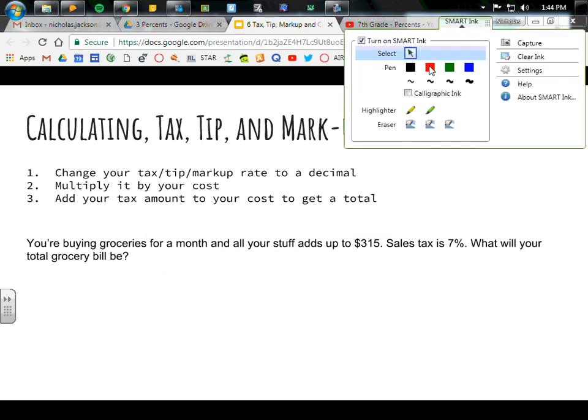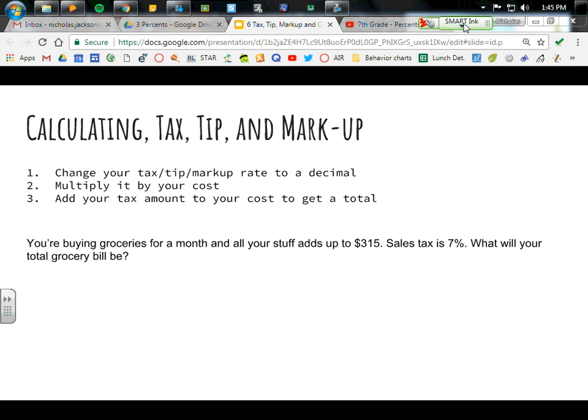All right, so you're buying groceries for a month, and all your stuff adds up to $315. Sales tax is 7%. What will your total grocery bill be? So, step one, change your rate to a decimal. So 7%, change to a decimal, remember, is 7 divided by 100. It's not just putting the point in front of the 7. 7 divided by 100 is going to give you 7 hundredths. That's 0.07, not 0.7. We're going to multiply it by how much money we spent on groceries. So that was $315.